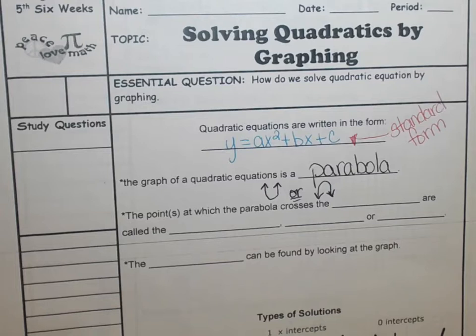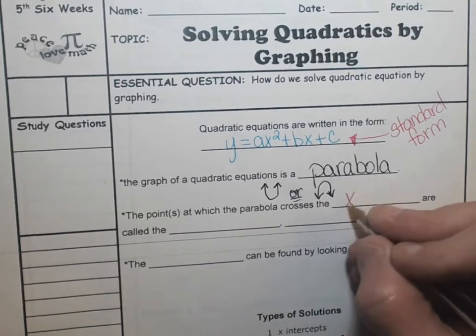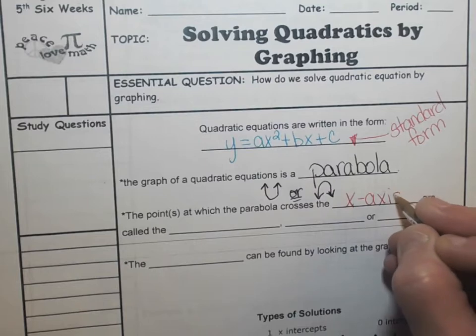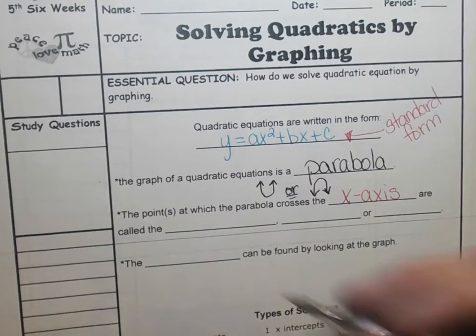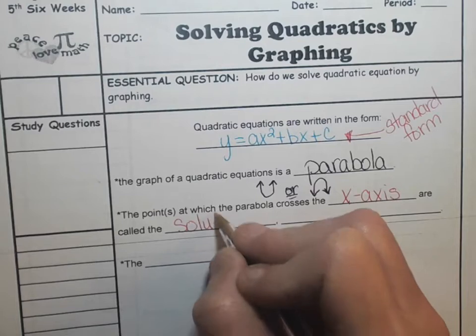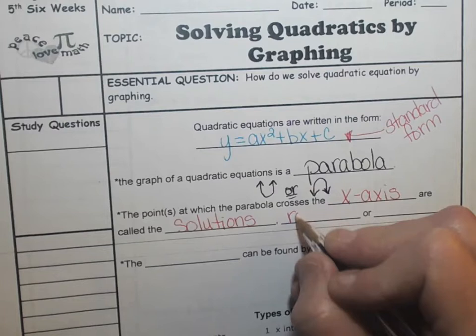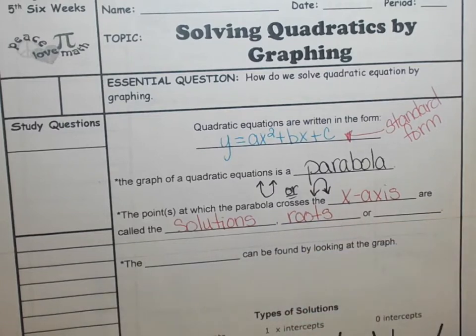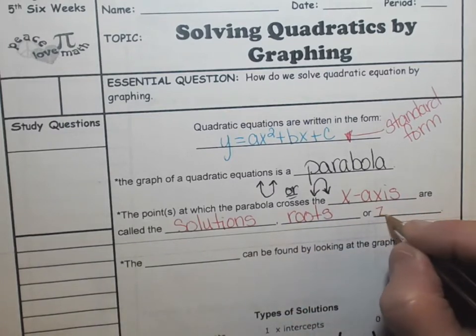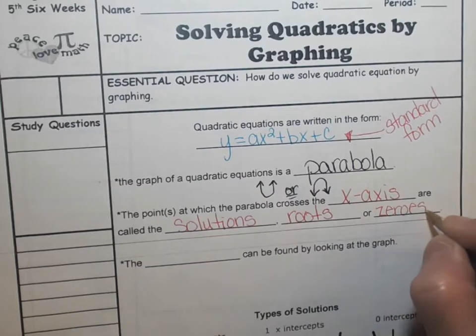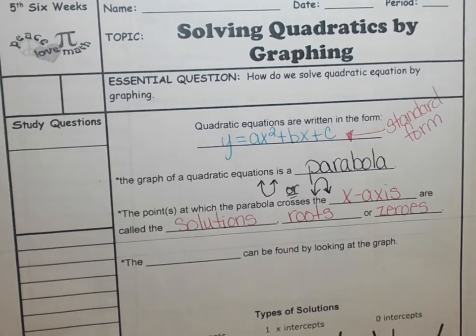In order to solve this, you have to find what we call the solutions. The point or points at which the parabola crosses the x-axis are called the solutions. They are also referred to as the roots, or they may even be called the zeros. So the x-intercepts are the same as the solutions. The roots are what we refer to sometimes as the zeros.